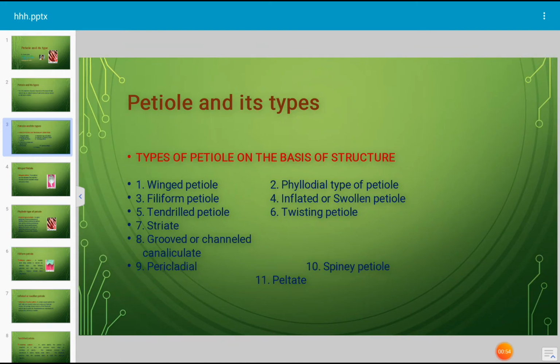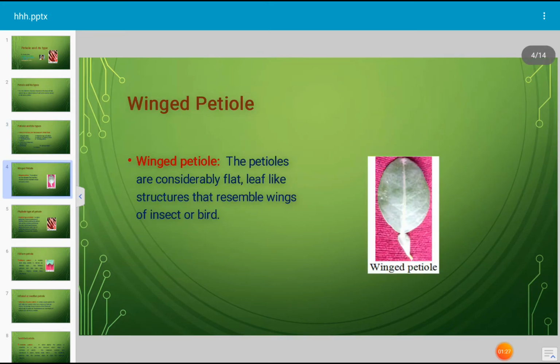Here we have discussed the types of petiole on the basis of its structure. There are many shapes, many structures of petiole discussed here, that is winged petiole, filiform petiole, tendrilled petiole, striate petiole, grooved petiole, pericladial petiole, phyllode type, inflated or swollen type of petiole, twisting petiole. There are a number of shapes present and each is a characteristic feature of a specific plant. Let us see how the winged petiole is.